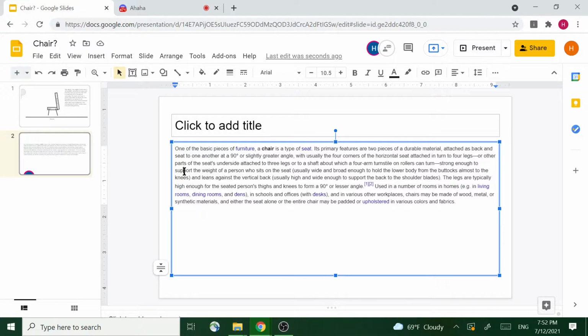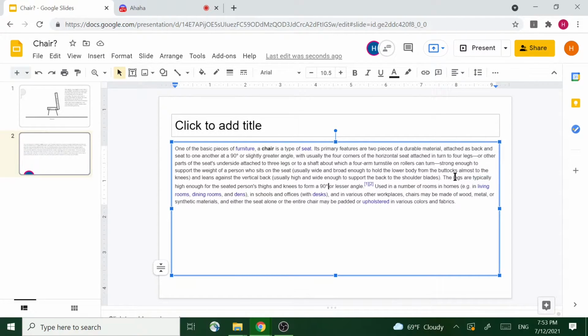Strong enough to support the weight of a person who sits on the seat, usually wide and broad enough to hold the lower body from the buttocks almost to the knees, and leans against the vertical back, usually high and wide enough to support. He adds a lot of usually, because you've seen these small chairs, right? The legs are typically high enough for the seated person's thighs or knees to form a 90-degree or lesser angle. But usually, right, they're typically.